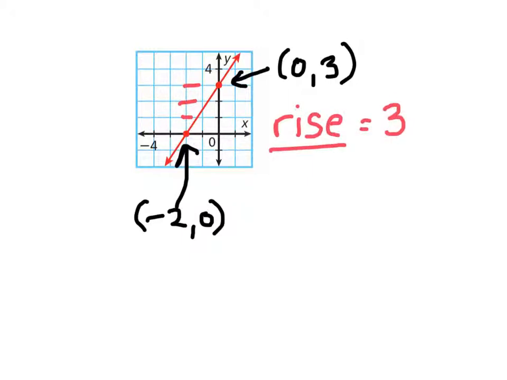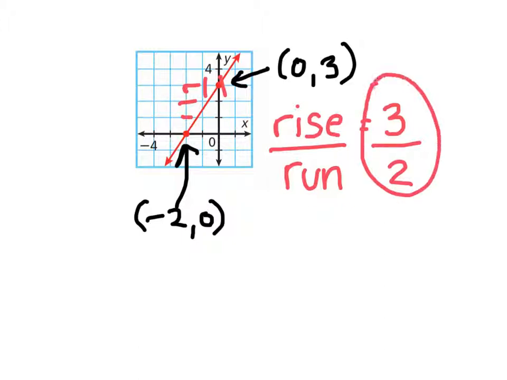And then the run, the change in the x direction: if I go up right here, I have to turn and go 1, 2 in the positive x direction to get from x equals -2 to x equals 0. So the run would be 2. Therefore, the slope of this line is 3 over 2. And slope is a ratio, and we always write it as a ratio. So if you get a slope like this, never write it as 1.5. Always leave it as an improper fraction.